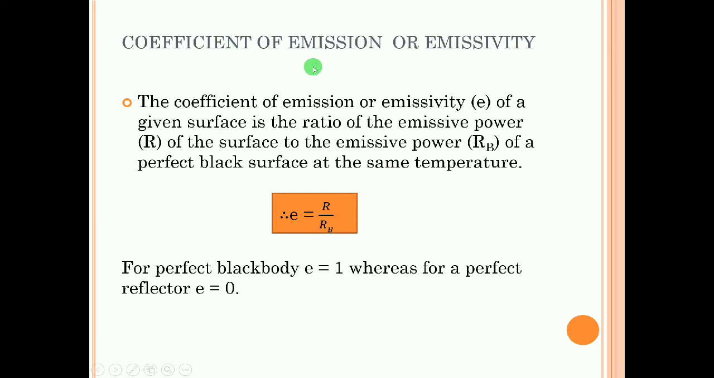Next, you can define the coefficient of emission, which is also known as emissivity. Mostly here we denote it by small e, that is emissivity or coefficient of emission. Okay, so the coefficient of emission or emissivity for a given surface is the ratio of the emissive power of the surface to the emissive power of a perfect black surface at the same temperature. So this emissivity is nothing but the ratio of the emissive power of a certain ordinary surface to the emissive power of a perfectly black surface.